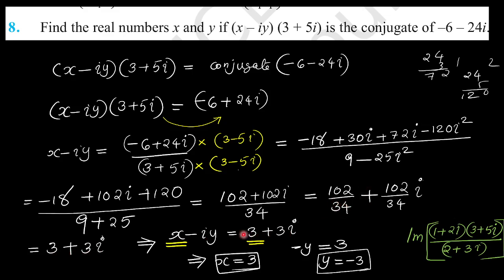See, before that we got 102 by 34, right? 102 by 34, we can do the division, right? Yes, sir. 102 by 34, what is this? Understood? It is divisible. So I got 3. Clear? Yes, sir.